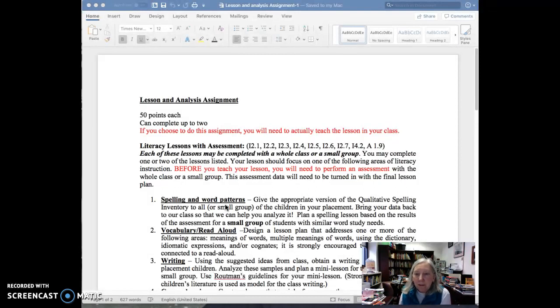You cannot use a lesson that you've already taught, because before you teach the lesson, you will need to perform an assessment. And that assessment can be done with a whole group, or with a whole class, or with a small group. But the assessment data will need to be turned in with the final lesson plan.